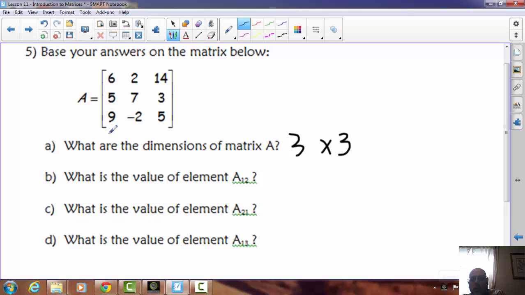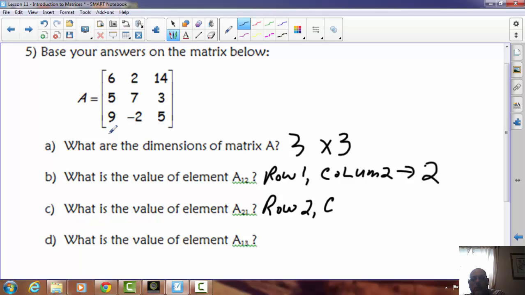So this is row 1, column 2, and row 1, column 2 is 2. So what's the value of element A21? Row 2, column 1. Row 2, column 1 is 5.